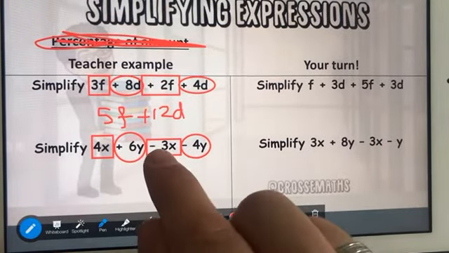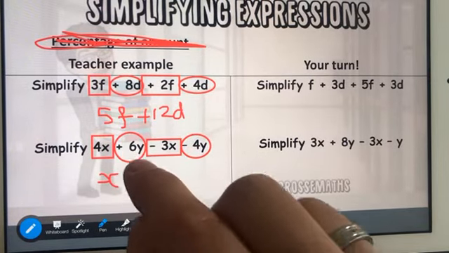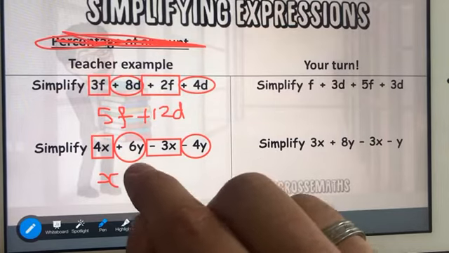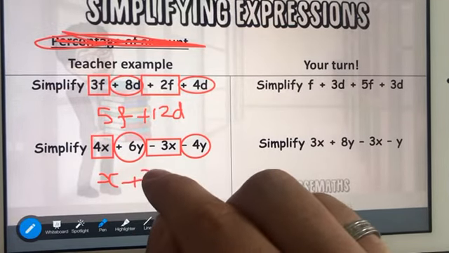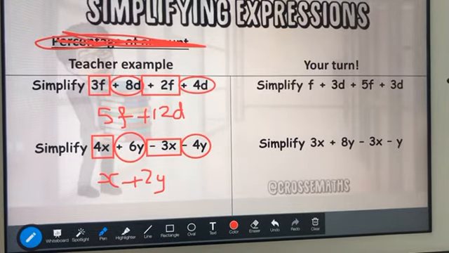I've got 4x minus 3x as my first one. 4 take away 3 is 1 lot of x. Then positive 6y take away 4y, 6 take away 4 is plus 2y. So my answer is 1x plus 2y. Guys, write those down on the left. It's so important you write your examples down, and have a go at the ones on the right, please.